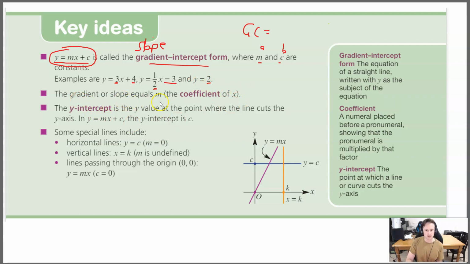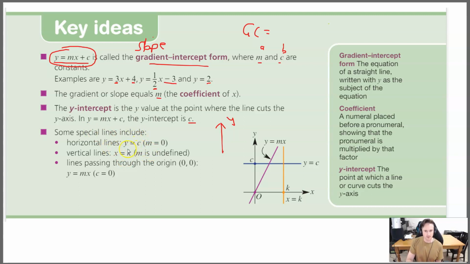So the gradient or the slope is m, which is the coefficient of x. The y-intercept is the y value at the point where the line cuts the y-axis. And in y = mx + c, the y-intercept is c. So basically, as soon as the line cuts through the y-axis, that's going to be your c. There's a few special lines which don't use the normal rules.